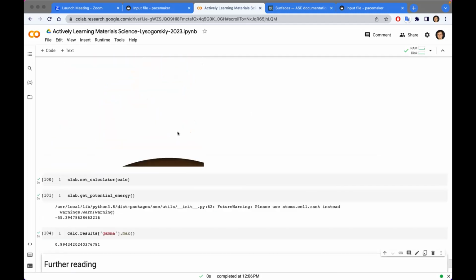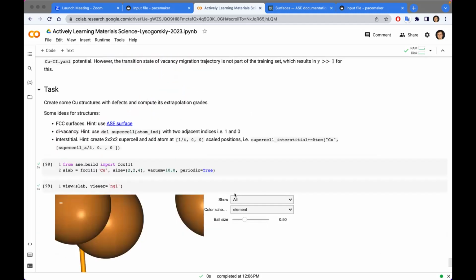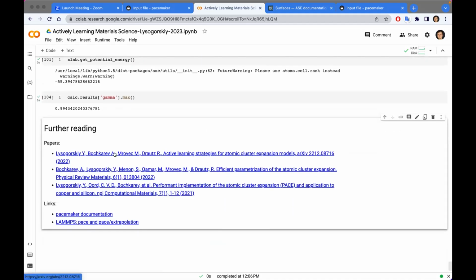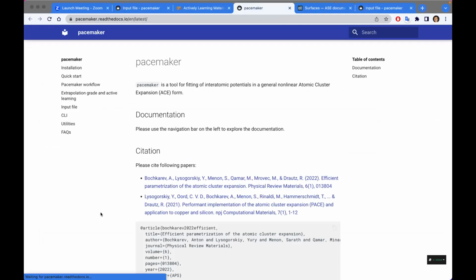And the rest you can try in the remaining 10 or 15 minutes. And just to bring the reference, so the papers about this ACE, fitting of ACE and also active learning, you can find the reference here. So the last one is under revision currently, but you can find it on arXiv. And I would refer you to the pacemaker documentation. Again, pacemaker is the docs.io.